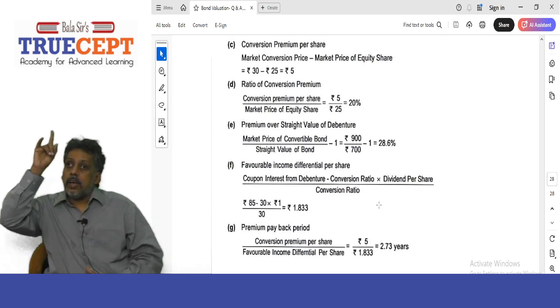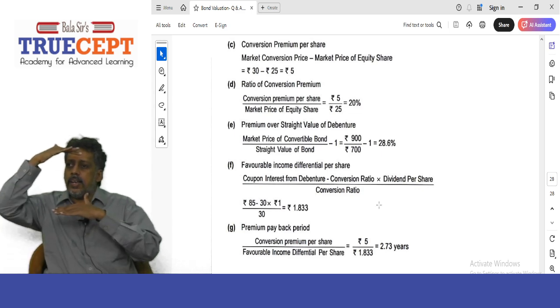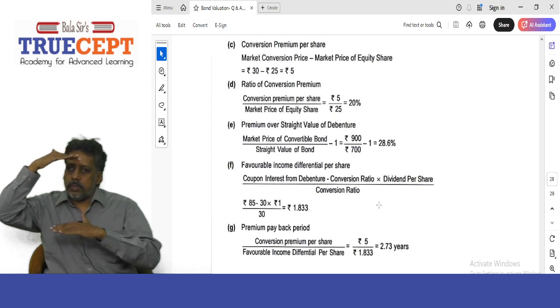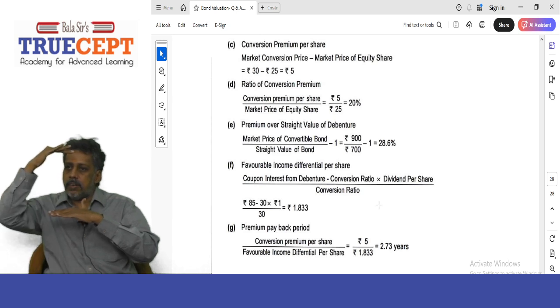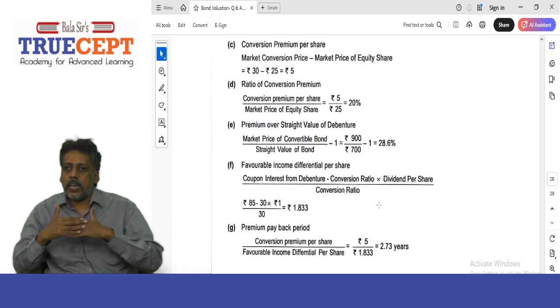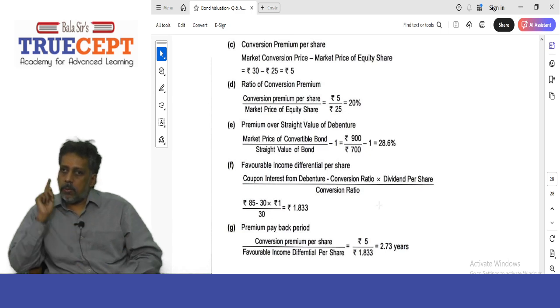And we know currently these bonds are trading at how much? 900. Yes or no? Yes, sir. So 900 rupees is the bond's current market price. It can go down. In case you decide not to convert, the bond is worth how much? 700. It can't go below that. So 900 can come down to how much? 700. Now, how to find the premium over straight value? Very simple. 900 divided by 700, minus 1, into 100. How much do you get?